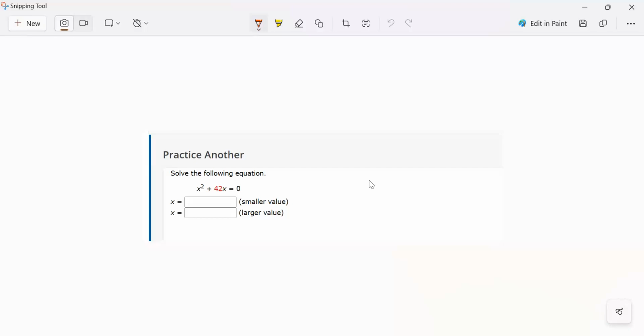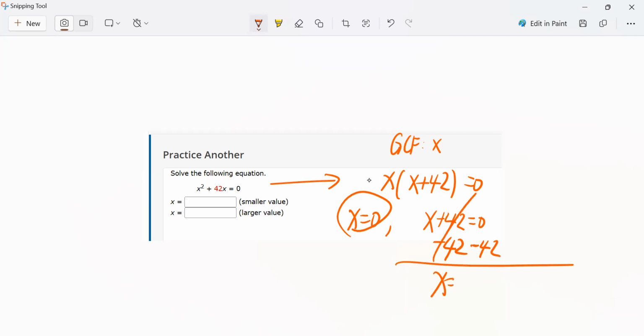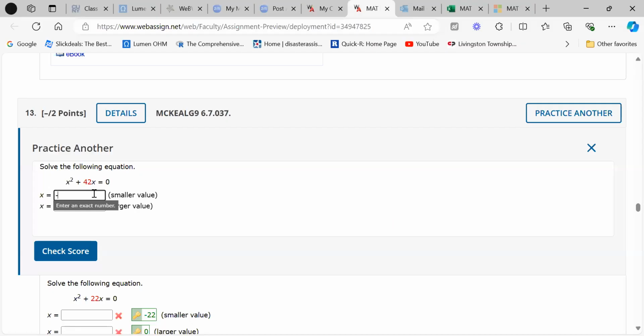Okay, let's go over the solution. So factor this first. It's a common factor GCF. So we get x times (x plus 42) equals 0. And say each factor equals 0 and solve for x. So x equals 0 is the first solution, and x plus 42 equals 0 gives the second solution, x equals negative 42. So two answers, minus 42 and 0. Any question about this? So put a smaller value first, right? Minus 42 is smaller than 0.